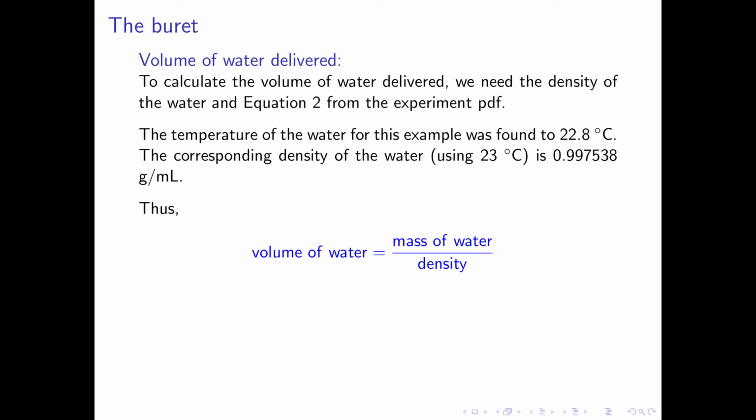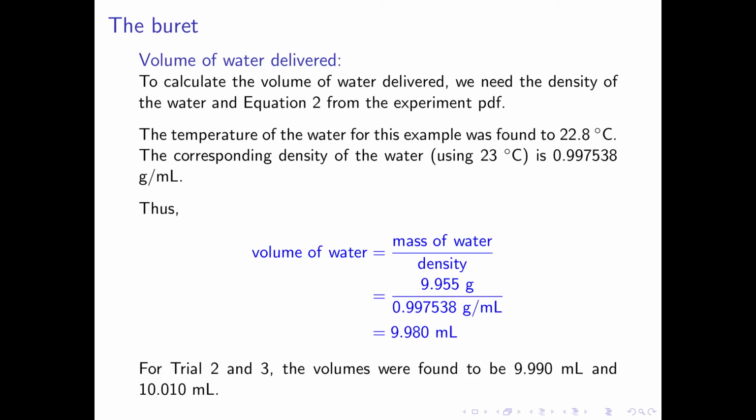As before, the volume of water is equal to the mass of the water divided by the density, or 9.955 grams divided by 0.997538 grams per milliliter, which gives the volume of water for trial 1 to be 9.980 milliliters. For trial 2 and 3, the volumes were determined to be 9.990 milliliters and 10.010 milliliters.